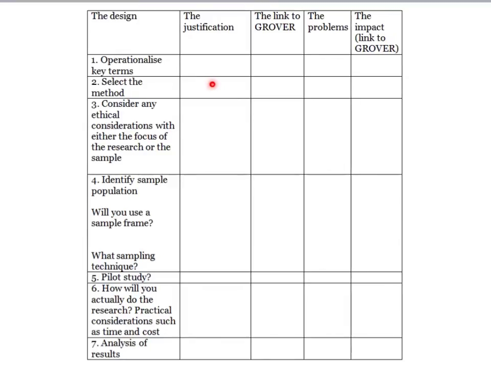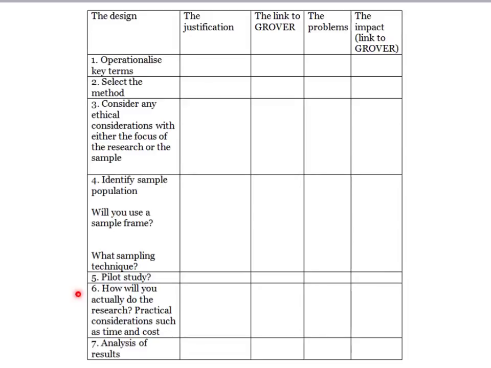Make sure that you always mention ethical issues. We talked about the importance of having good knowledge of sampling techniques. Talk about the importance of doing a pilot study first of all to iron out any problems that might exist with your research instrument. Talk about the practicalities of doing the research. So for example, if you're going to do interviews, where you're going to do those interviews, how you're going to record them, and so on. And then finally talk about the analysis of your results.